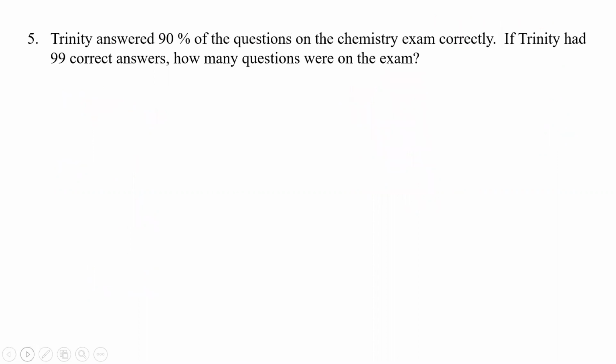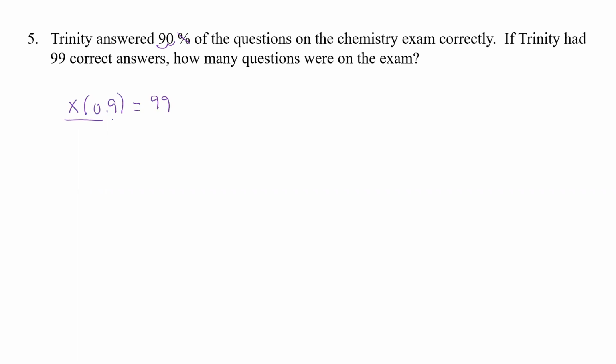All right, here we go. Trinity answered 90% of the questions on the chemistry exam correctly. If Trinity had 99 correct answers, how many questions were on the exam? Well, if we let x be the number of questions on the exam times the percent she got right. Remember, we have to convert that to a decimal, so we move it 2 places to the right, so we get 0.9. That's equal to 99.